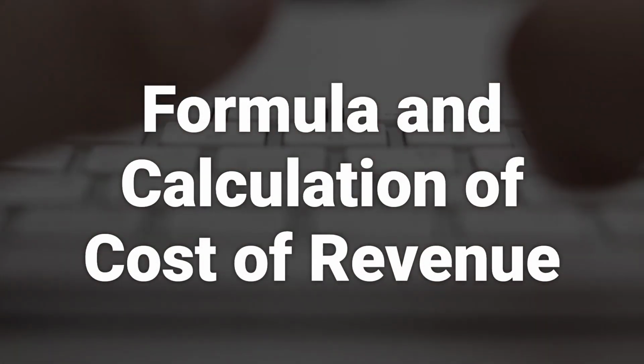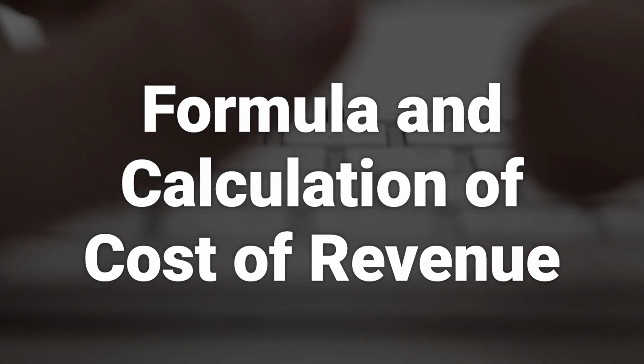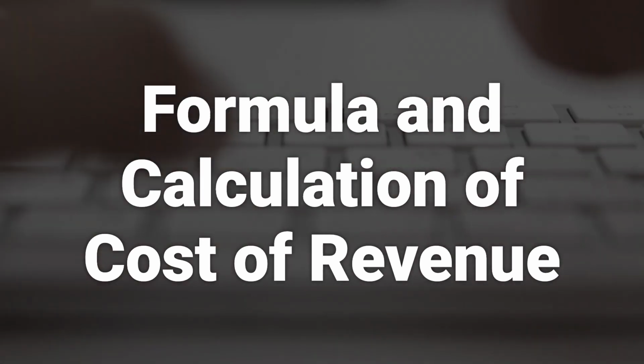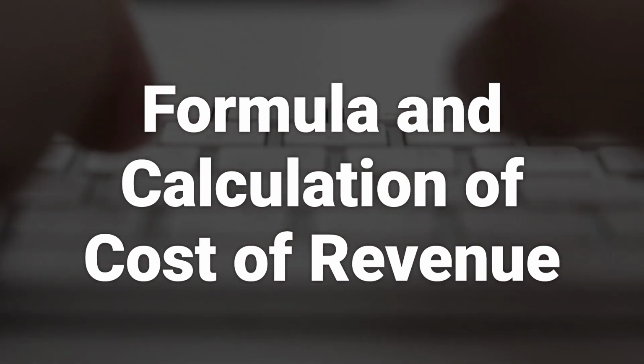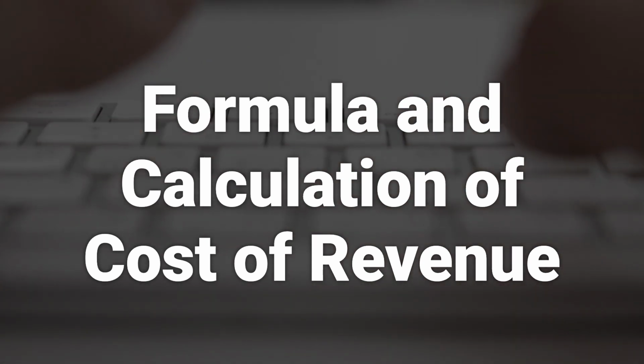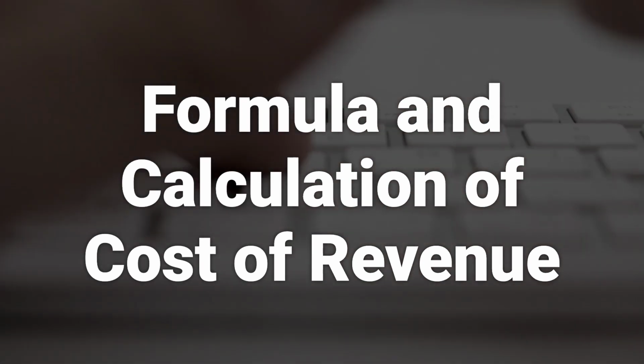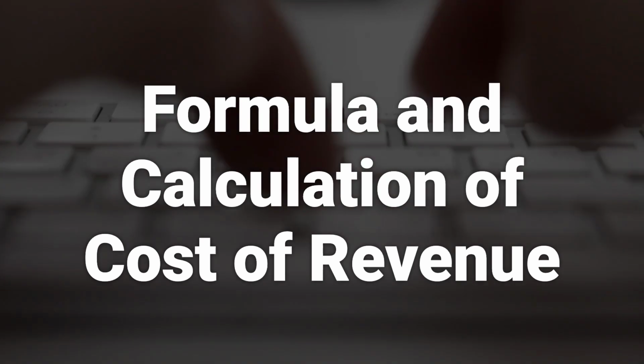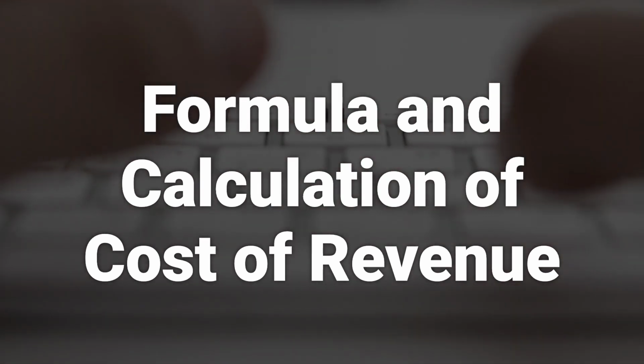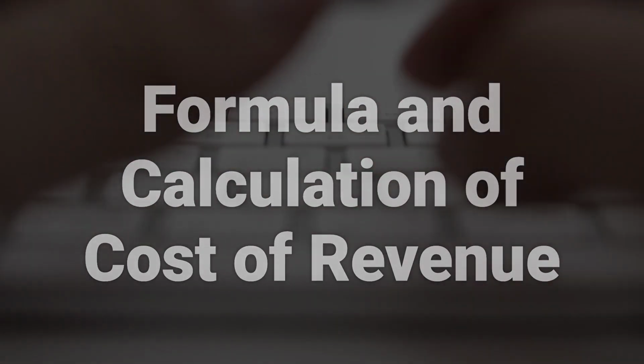The formula for the cost of revenue is, cost of revenue equals COGS plus shipping costs plus commissions plus warranties plus returns plus other direct costs. To calculate cost of revenue, it's important to consider the period used, beginning inventory, and other direct costs unique to a specific product line or industry.